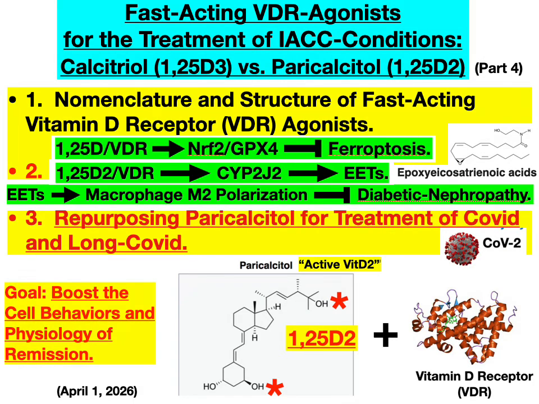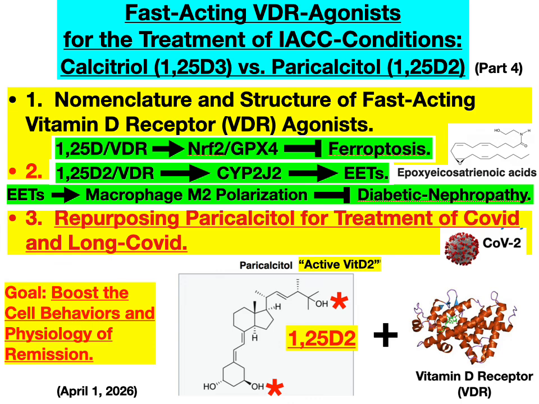Fast-acting vitamin D receptor agonists for the treatment of IACC conditions, infection-associated chronic conditions. Calcitriol versus paracalcitol, Part 4. In this YouTube, we continued the discussion about the possible repurposing of paracalcitol, 1,25-dihydroxyvitamin D2, for the treatment of COVID and long COVID.